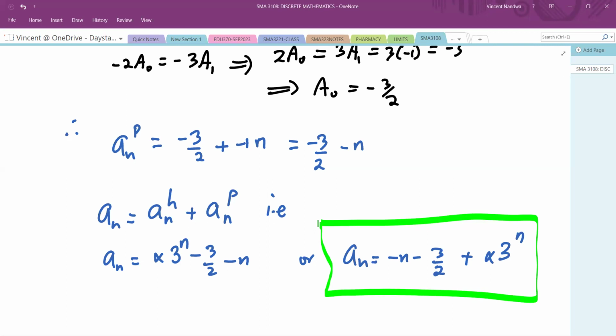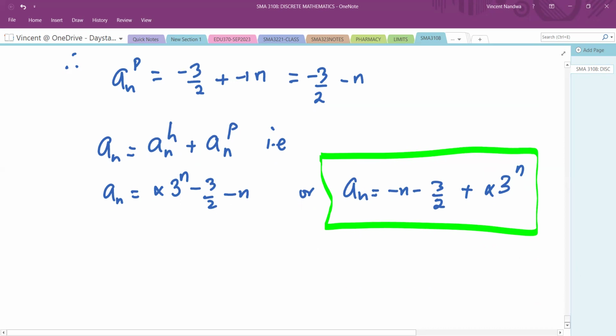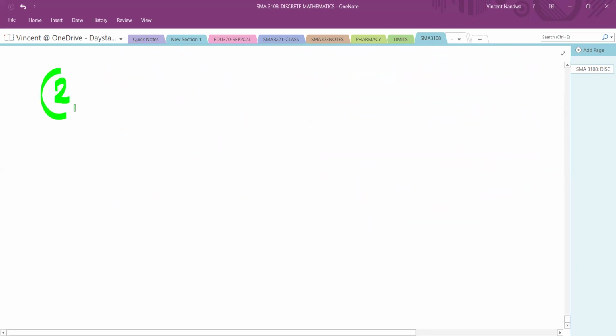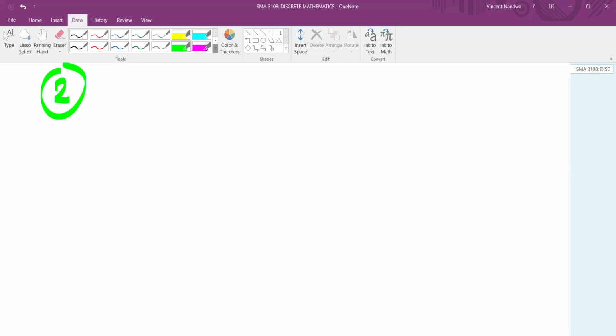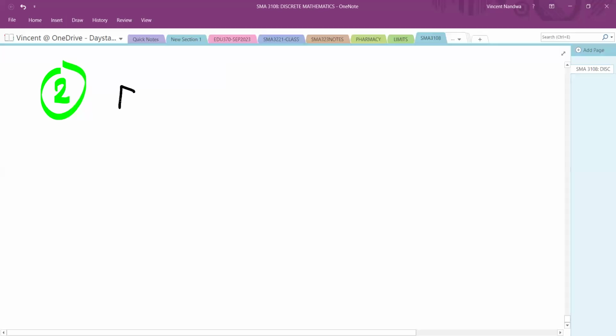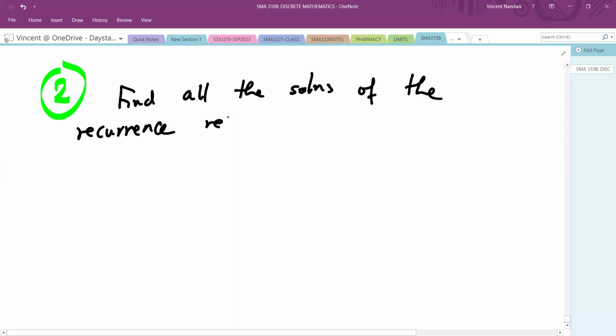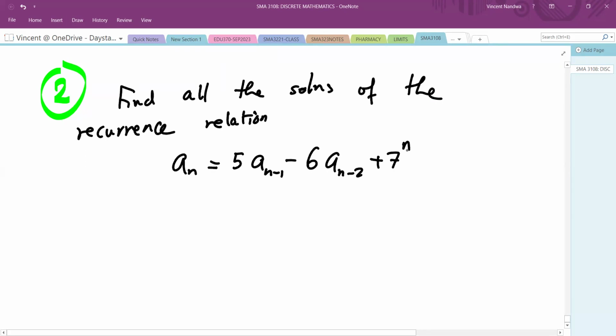So we go to the next example. Example 2: solve the equation, find all the solutions of the recurrence relation a_n equals 5a_{n-1} minus 6a_{n-2}, then plus 7 power n.